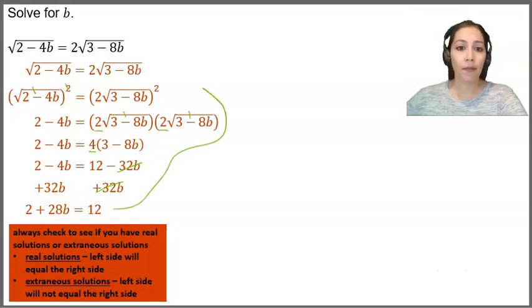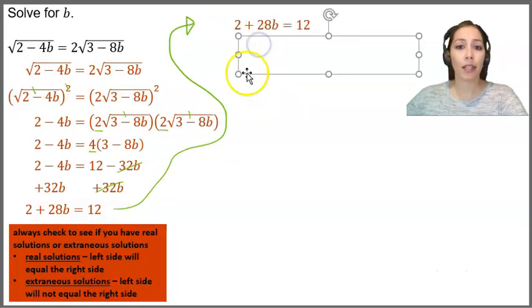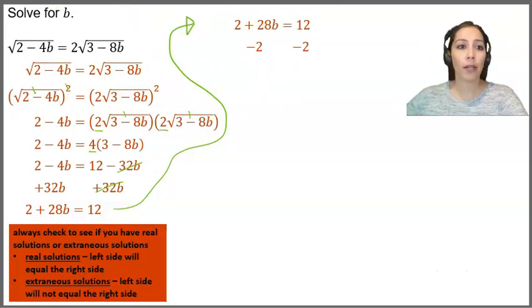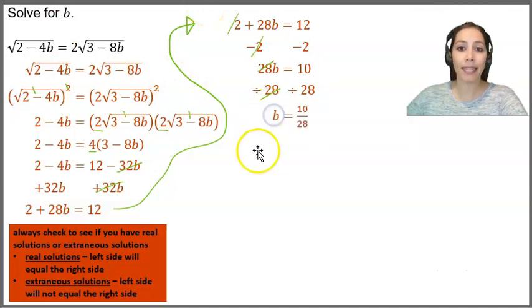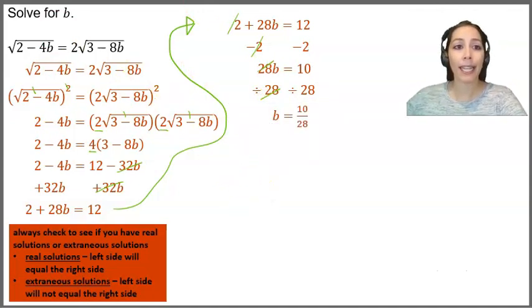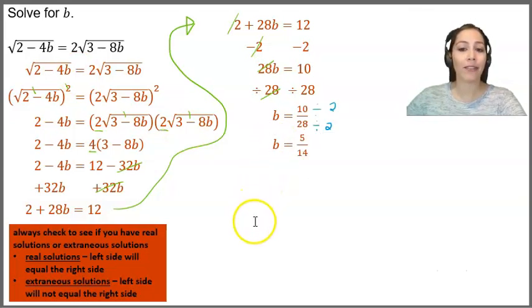Then from here, I'm going to go ahead and move my 2 to the other side. When I do this, the 2's will end up canceling out on the left, and I end up getting 28b equals 12 minus 2 is 10. Then I will divide by 28 on each side. The 28's will cancel out on the left, and I end up getting 10 divided by 28. Now I can reduce that. 10 and 28 can both be divisible by 2. 10 divided by 2 ends up equaling 5. 28 divided by 2 is 14. So I got my answer that b equals 5 over 14.